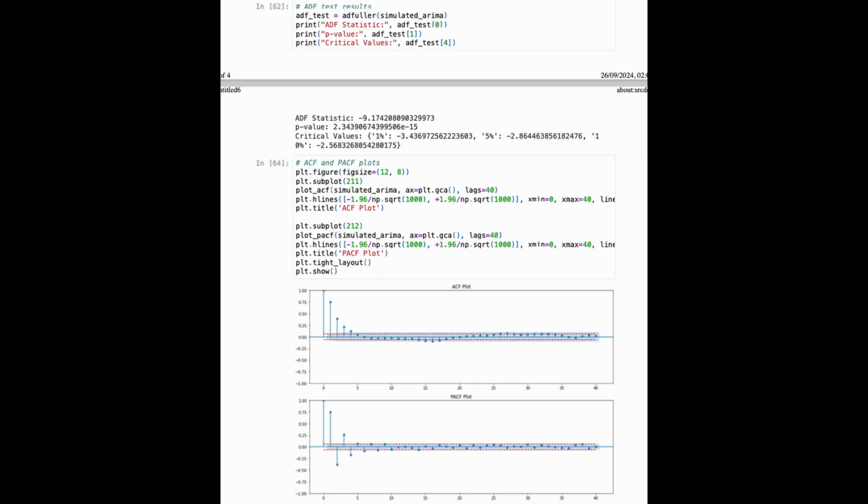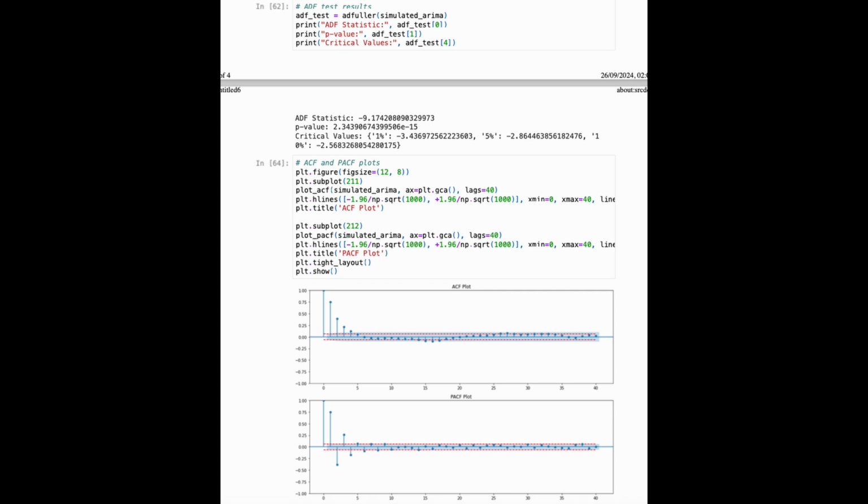The Augmented Dickey-Fuller test checks whether the process is stationary. Here is the analysis. The ADF statistic is minus 9.174, and the p-value is extremely small. Finally, the critical values: at the 1% significance level, we have minus 3.436. For the 5% level, minus 2.86. And for the 10% significance level, we have minus 2.56.